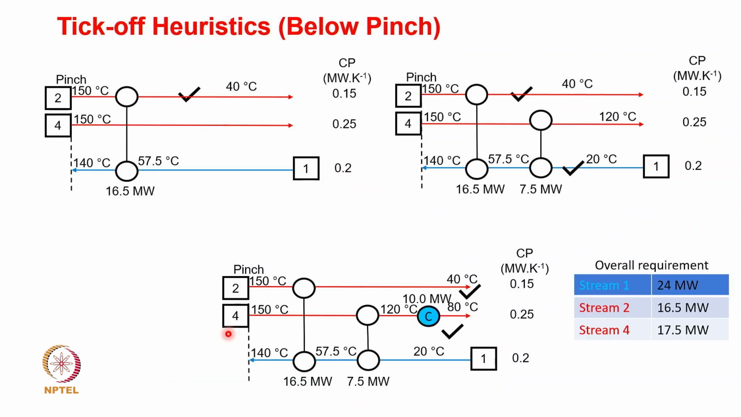In the similar way, when we do an analysis below pinch, there are 3 streams: stream 1 which is having a 24 megawatt requirement, stream 2 which is having a 16.5 megawatt, and stream 4 having 17.5 megawatt. So, we take the smallest power required stream, which is stream 2 here, and supply it to stream 1, which would be 16.1 megawatt. As a result, stream 2 is checked out, and you take stream 4 now.